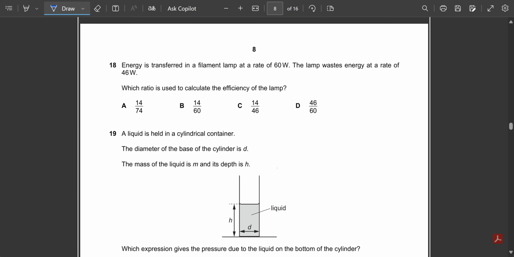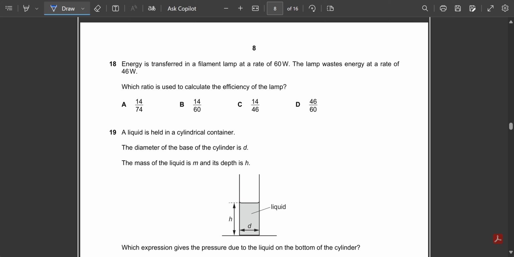The energy is transferred in a filament lamp at a rate of this. The lamp wastes energy at a rate of this. What ratio is used to calculate the efficiency? Very easy. This is useful over total input. Useful is, since it's waste 46, so the only useful is 14 over total is 60.